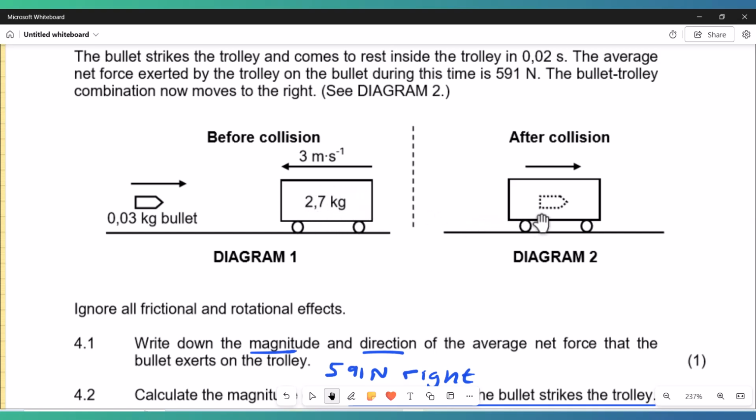And because they are moving together, it will be the same velocity for the bullet. So I will be knowing the final velocity for the bullet, and I'm going to use it to know the initial for the bullet. So here we go.